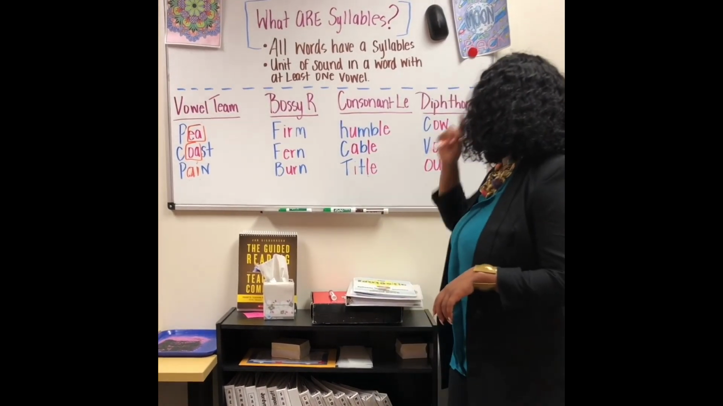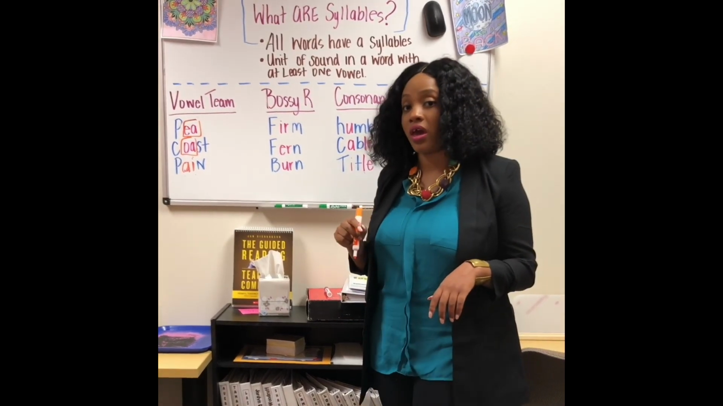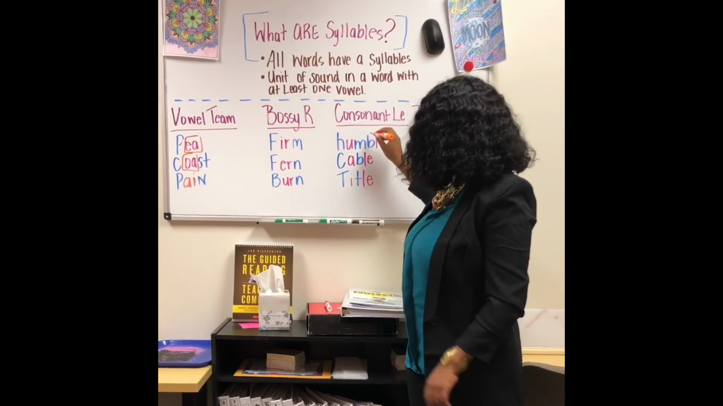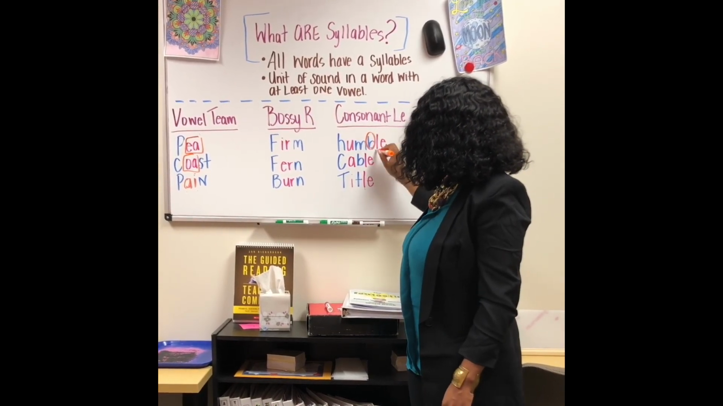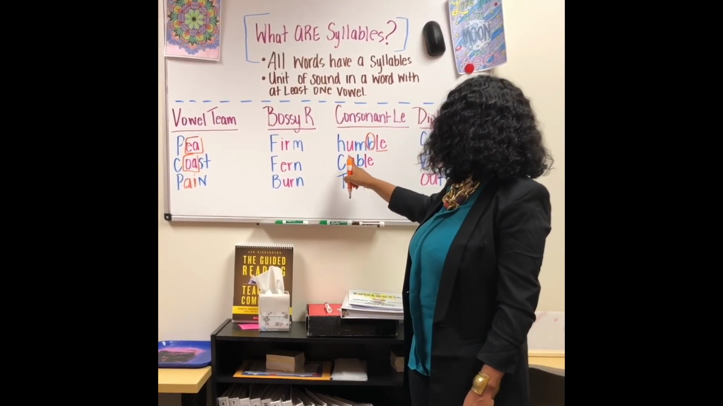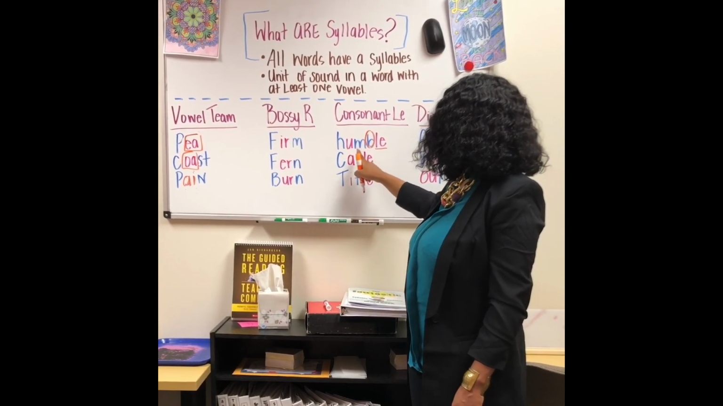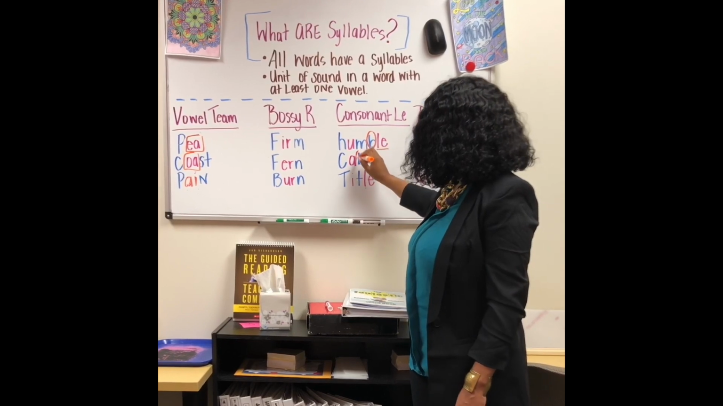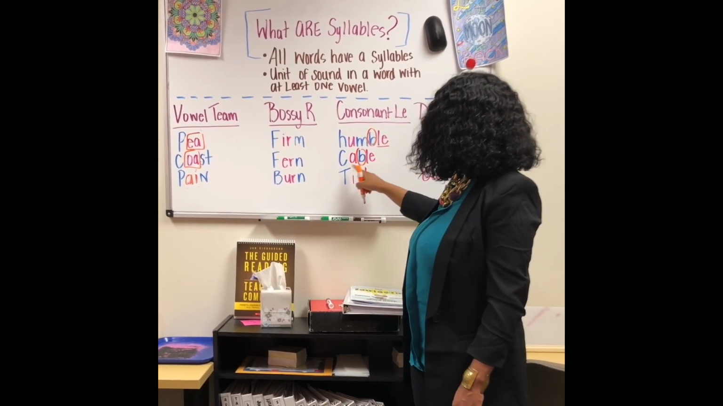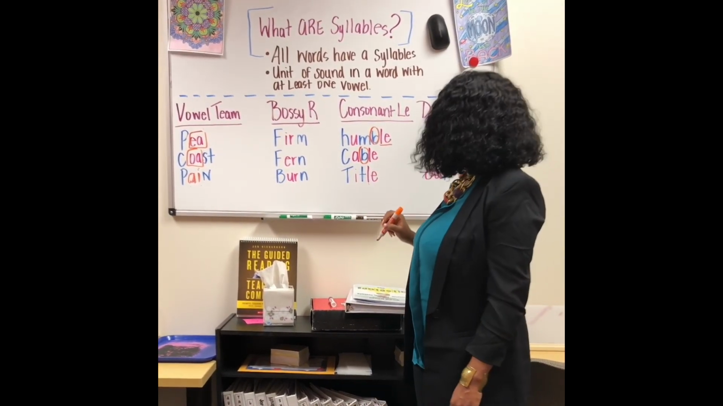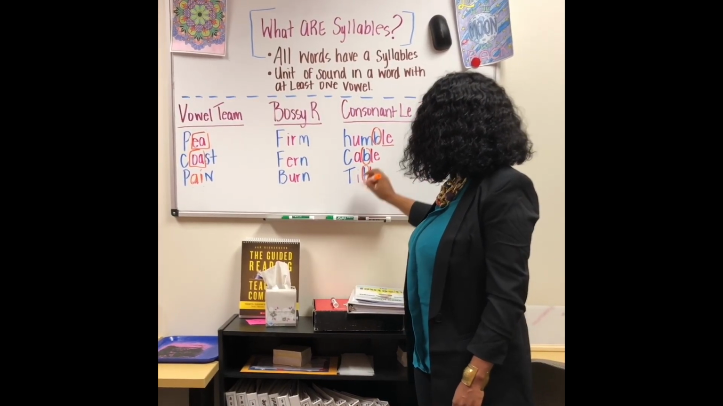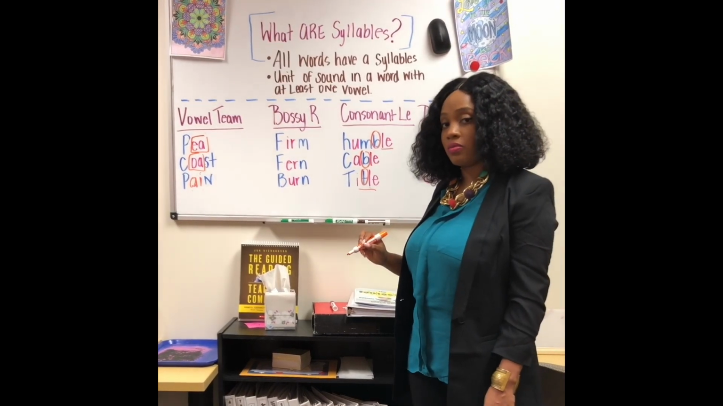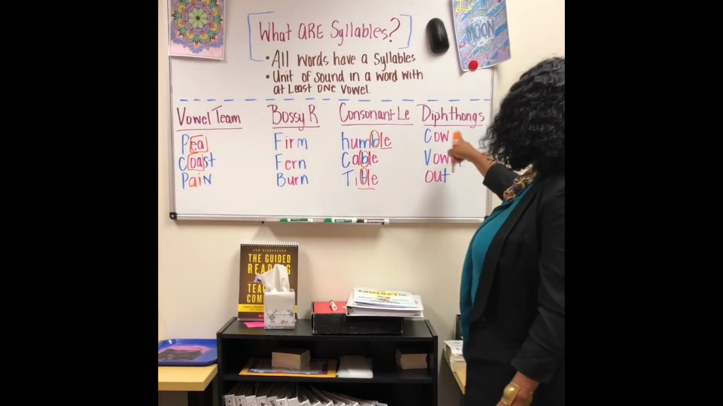The next one is consonant LE, okay? And essentially what that means is that we're going to have a consonant here and the LE here. So let's look at that. Humble. What's my consonant here at the end? B. Cable. All right. What's my consonant here? T. Title.